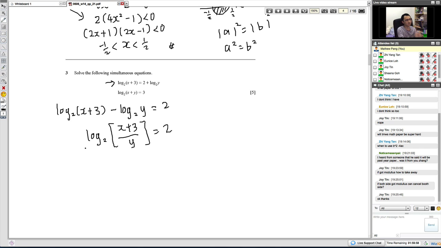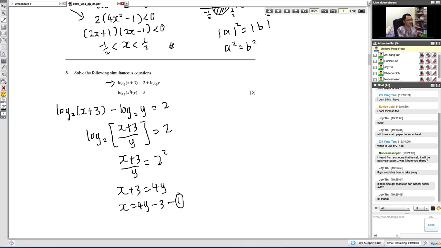Then of course I will move my log 2 to the other side. It will become 2 power of 2, right? So over y, here I will get 2 power of 2, which is 4. Right, so I know x plus 3 will equal 4y. That means I move my y to the other side. So my x will equal 4y minus 3. I'm going to call this one my first equation. Alright, this is quite simple.